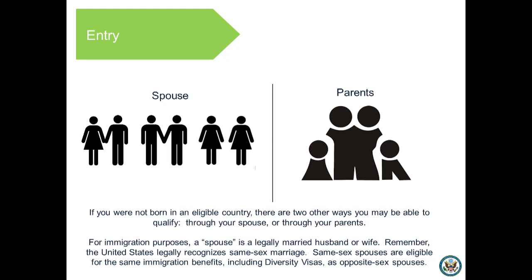For immigration purposes, a spouse is a legally married husband or wife. Remember, the United States legally recognizes same-sex marriage. Same-sex spouses are eligible for the same immigration benefits, including diversity visas, as opposite-sex spouses.